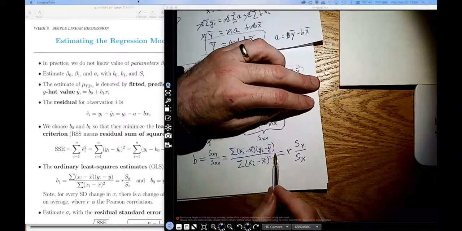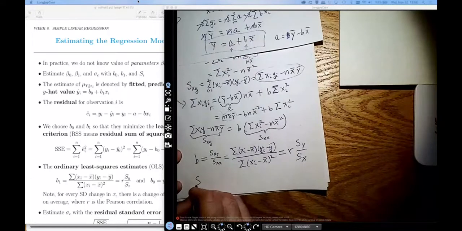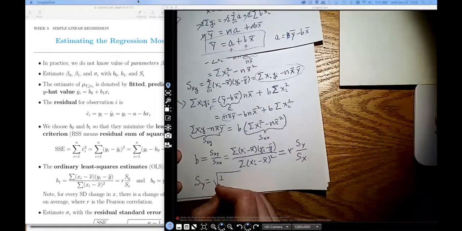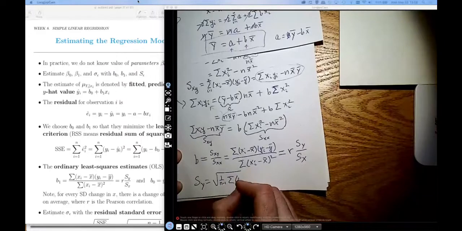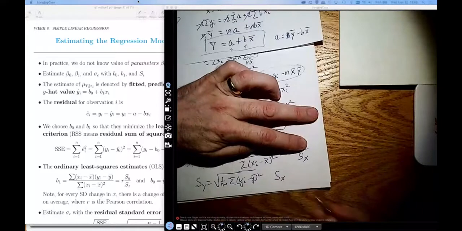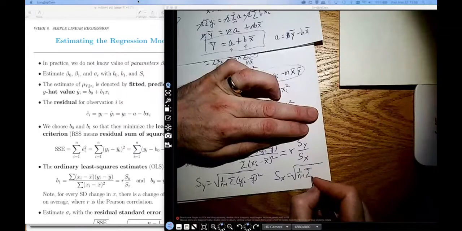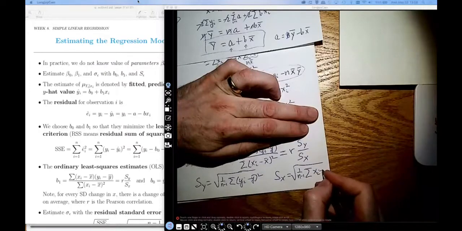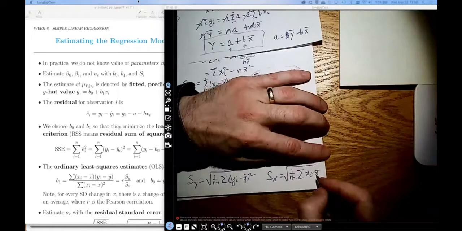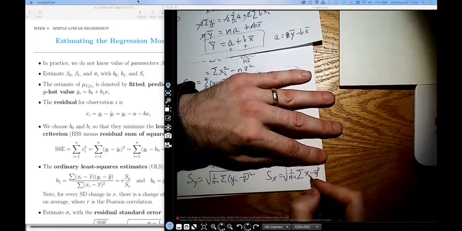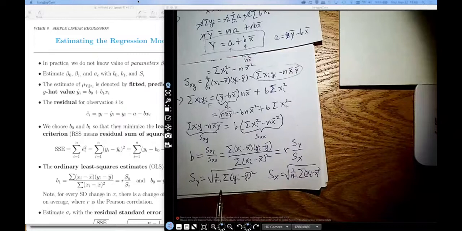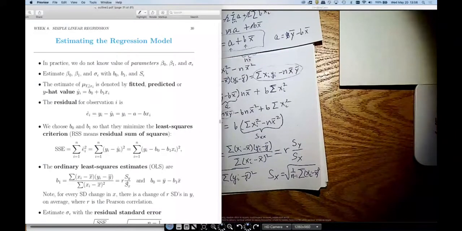So if you multiply this by a version of 1, you'll get this. Where what is s sub y? That is the square root of 1 over n minus 1 times the sum of yi minus y bar squared. And what is s sub x? Well, it's the sample standard deviation of x, which would be the square root of 1 over n minus 1 times the sum of xi minus x bar squared. I ran out of space here, but that's the sample standard deviation of x and the sample standard deviation of y. And so that's the way I wrote it in the course packet.